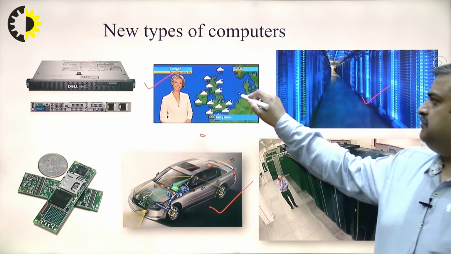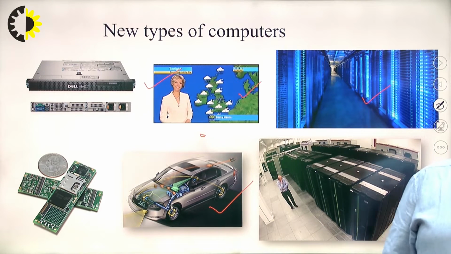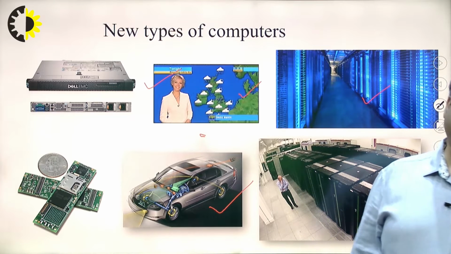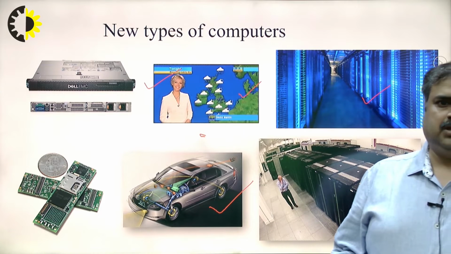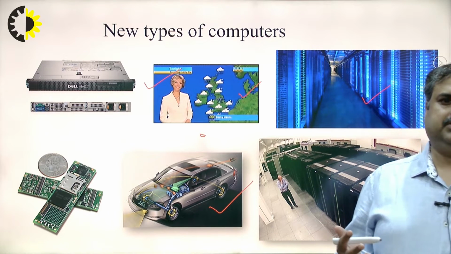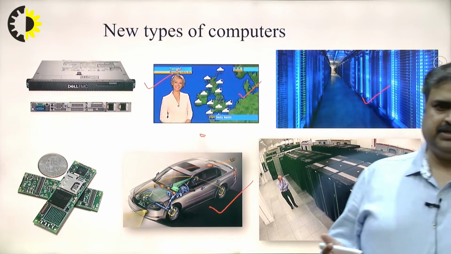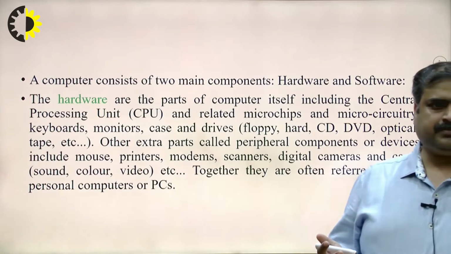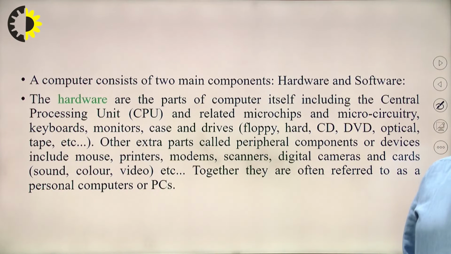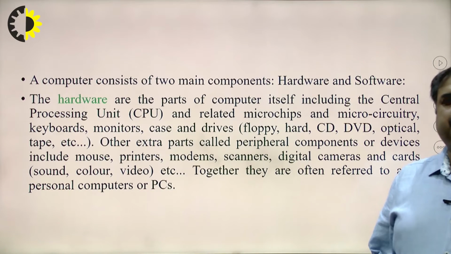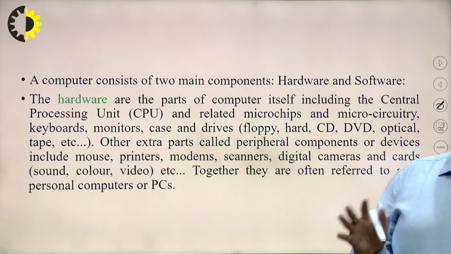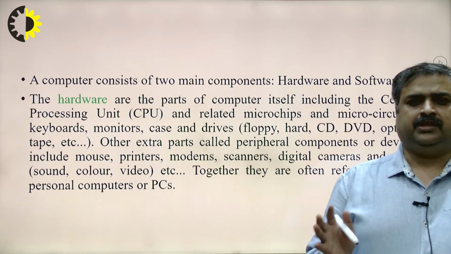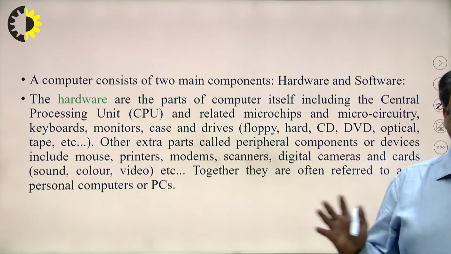Even smart TVs are a kind of computer. They have the Android operating system nowadays, and different apps can be installed in these TVs, and they can work like a mobile phone or smartphone. These computers, if we broadly distinguish, consist of two components: hardware and software.